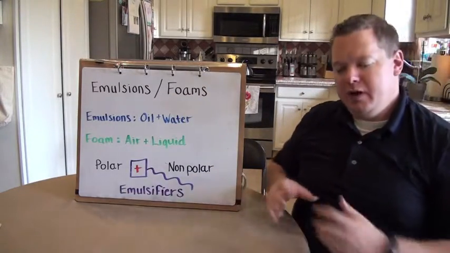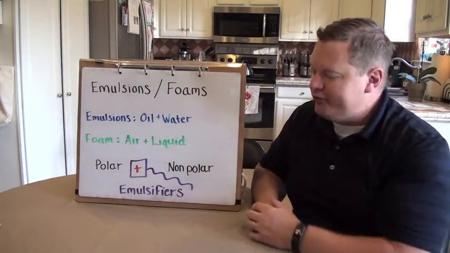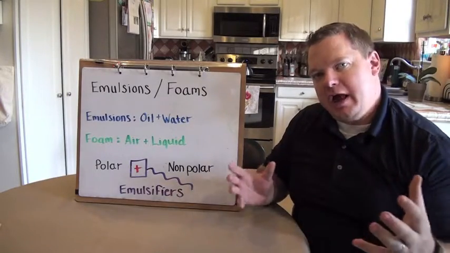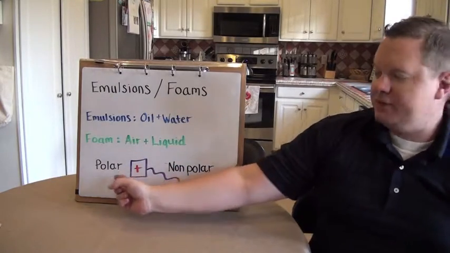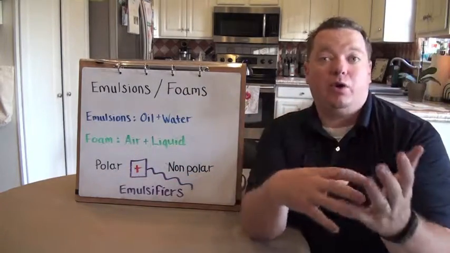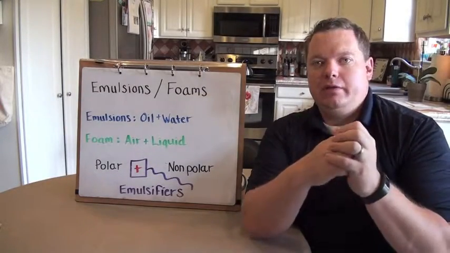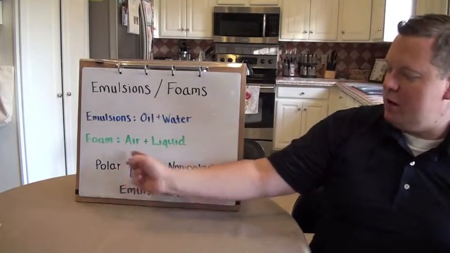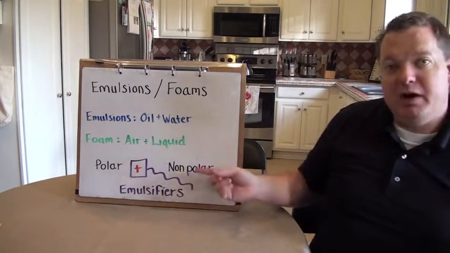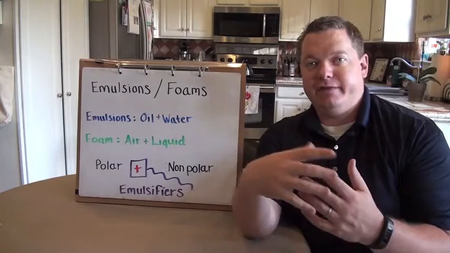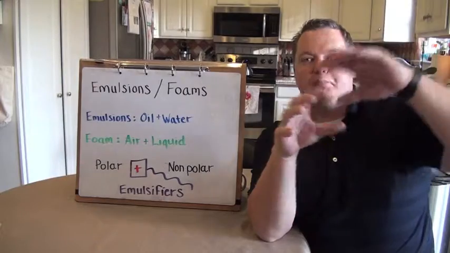To help these emulsions or foams become stable, especially the emulsions, we're going to use what we call emulsifiers. These are molecules that are going to have two different types of possible interactions. One side is going to be polar. It's going to be able to interact with the hydrogen bonding of that water. This side of the molecule is going to allow us to interact with the water. This other side of the molecule is going to be nonpolar. It's only going to be able to interact via van der Waals, which means that this side is going to interact with the oil. So now we have a bridging molecule.